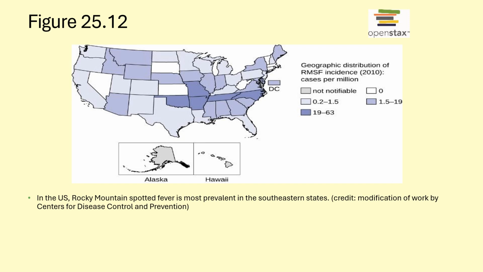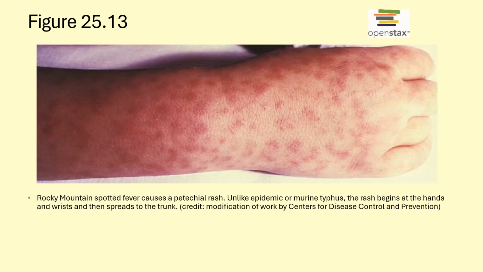This diagram here shows that, yes, actually it is more prevalent in these states right here. It has a fever, but then it also causes this rash. So this is characteristic of the rash.